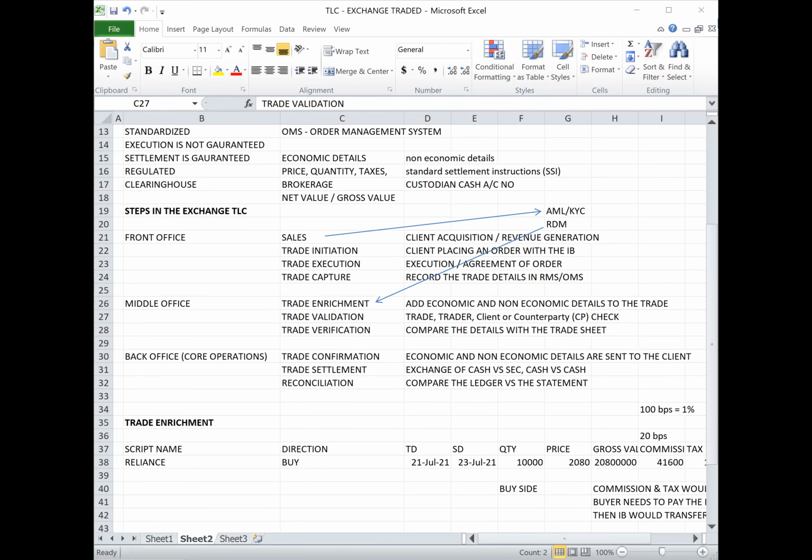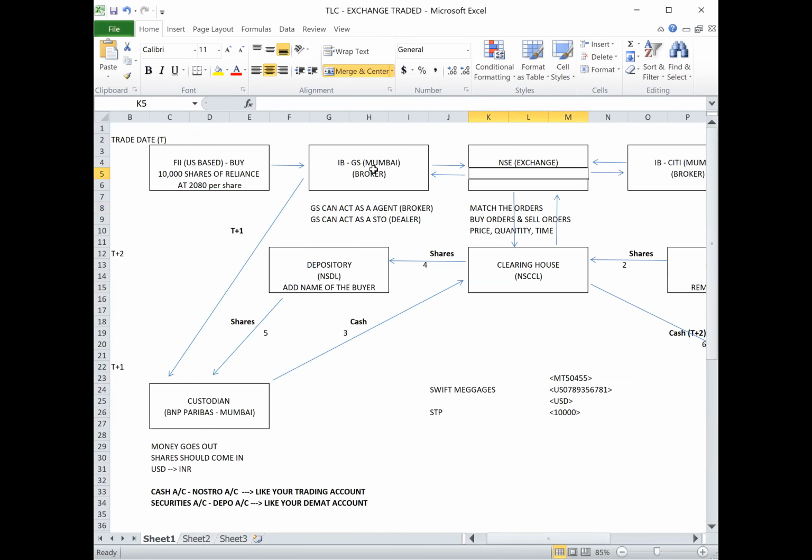Next is trade verification. Here you compare the details with the trade sheet. What is a trade sheet? When the exchange confirms to the broker that the trade has happened, it sends a trade sheet, like a contract note. It has the basic details: which shares you bought, what the quantity was, and at what price it was bought. These basic details are captured in the trade sheet.